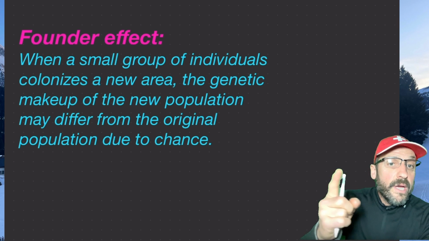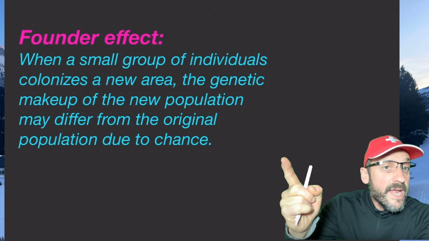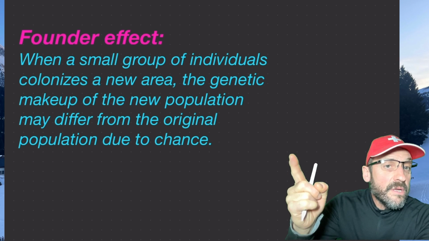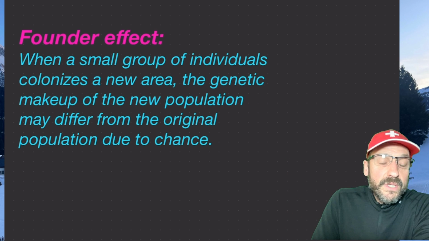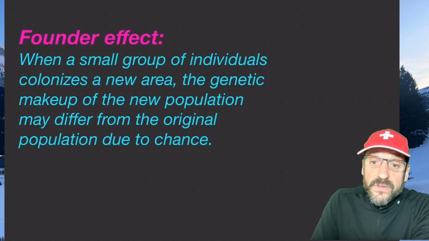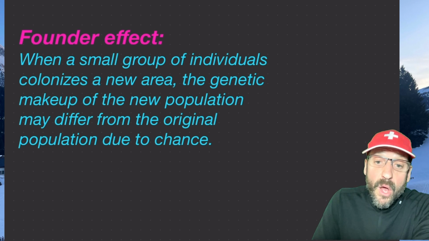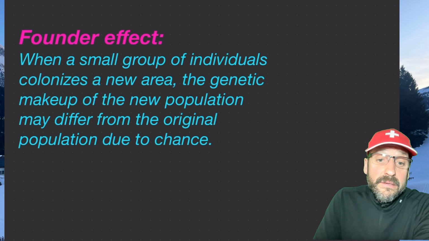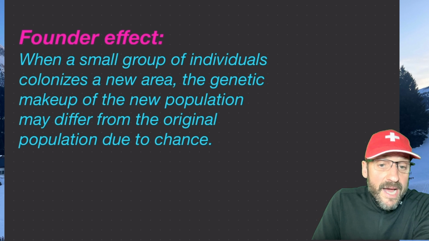So the founder effect is when a small group of individuals colonize a new area, and the genetic makeup of the new population may differ from the original population due to chance. The key takeaway is that genetic drift isn't about which allele is best. It's about random events. Bad luck or good luck in the genetic lottery. Combine drift with other evolutionary forces such as selection or mutation, and you get the riveting story of how populations change over time. Nature, it seems, likes to keep us on its toes.